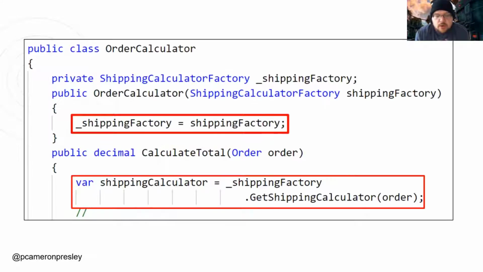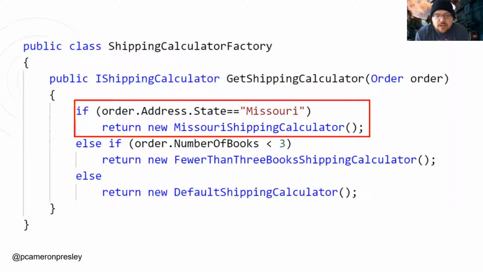So let's talk about that. I'll go back up a little bit. The factory itself is only responsible for saying, given an order, which calculator should I return back? It's not actually calculating the shipping, like if it's Missouri, I'm going to go do that. It's just going to give you back the class that's responsible. So even if we were to add 10 more rules for shipping, this would essentially have 10 if-else checks.